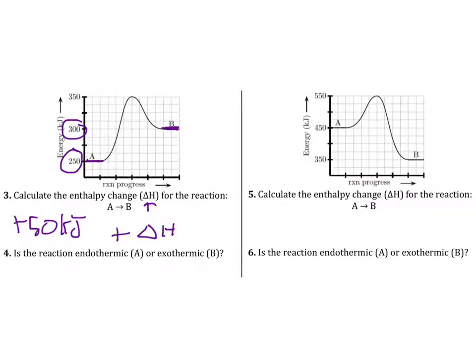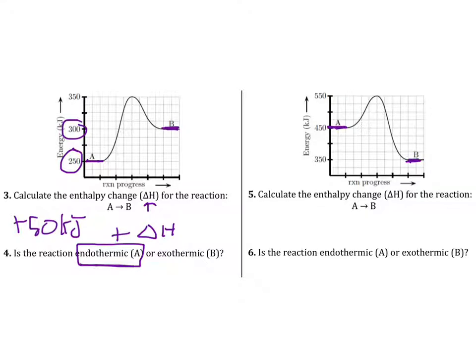Now, this happens to be an endothermic reaction. It's an endothermic reaction because it's a positive delta H, and because we can see that when the reactants turn into products, they're absorbing energy. Now, this is the same thing wherever it starts and wherever it stops.